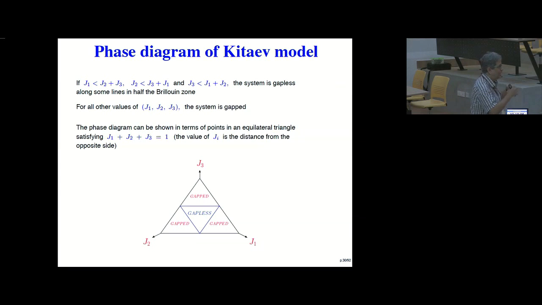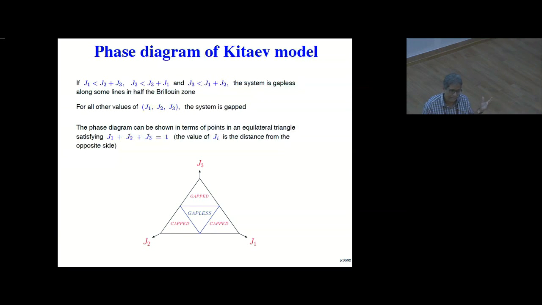Let's say you scale J1, J2, J3 so that the sum of the three is 1. You can always do that, right? Because the phase diagram is independent of overall scaling of the parameters in the Hamiltonian. So let's say J1 plus J2 plus J3 is 1. Now this is a result known from Euclid that if you have three positive numbers adding up to 1, then there's a nice way of parameterizing that.